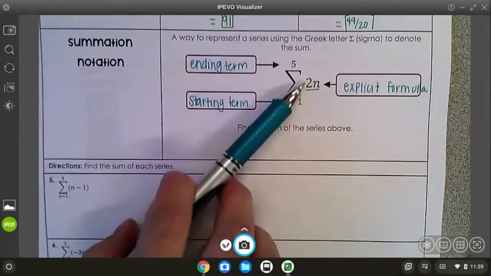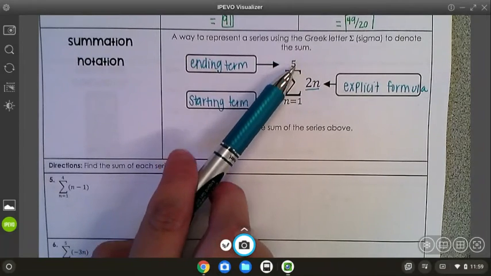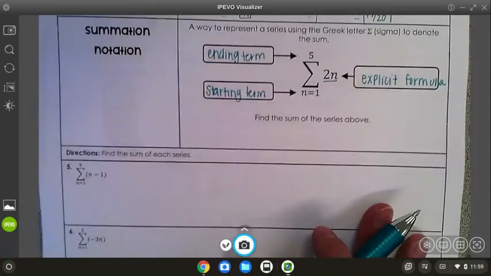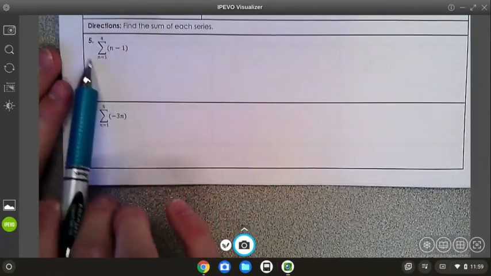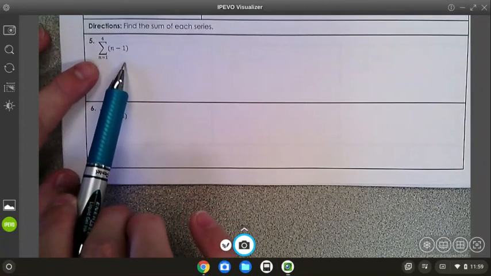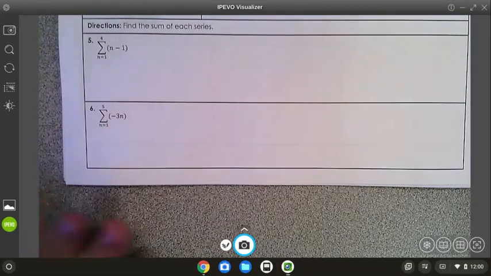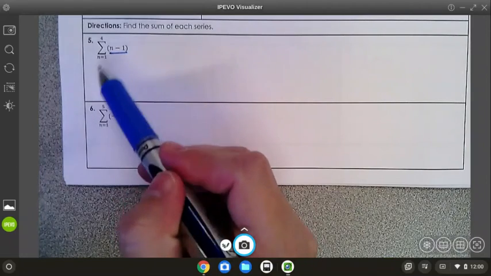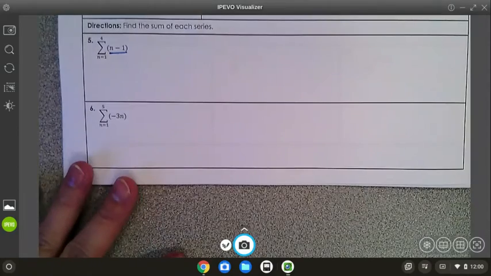So if we're finding the sum of the first 5 terms, we would put a 5 there. So let's talk about how these work. This right here is going to be the sum of the first 4 terms. So what we're going to do is take this formula, plug in 1, 2, 3, 4, and then add all of those answers together.